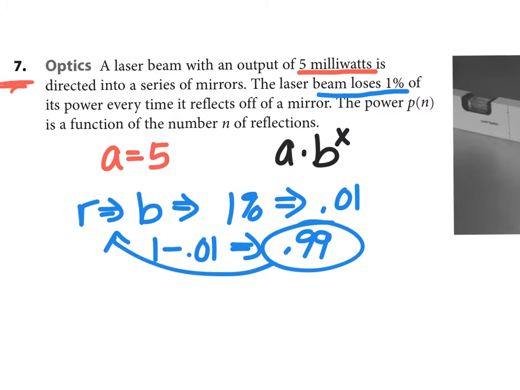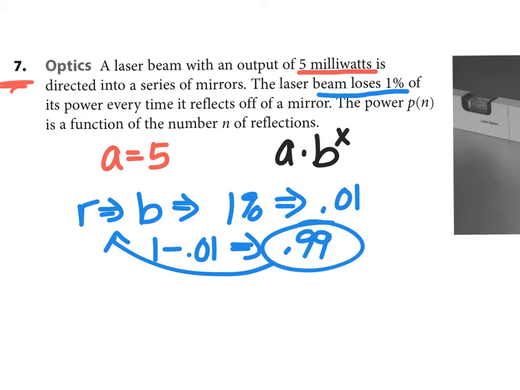That's my common ratio. So it's going down by 1% or 0.01 from 100. If it never lost anything, it would stay 100%, which would be 1, which means it would always stay 5. But because it's losing a little bit, that's subtracted from 1 or 100%. Hopefully that all made sense to you.